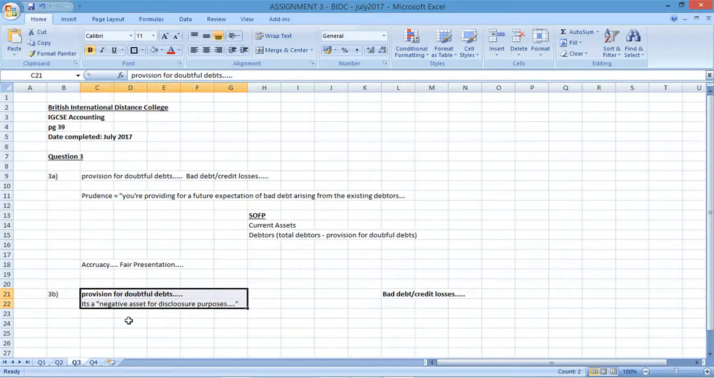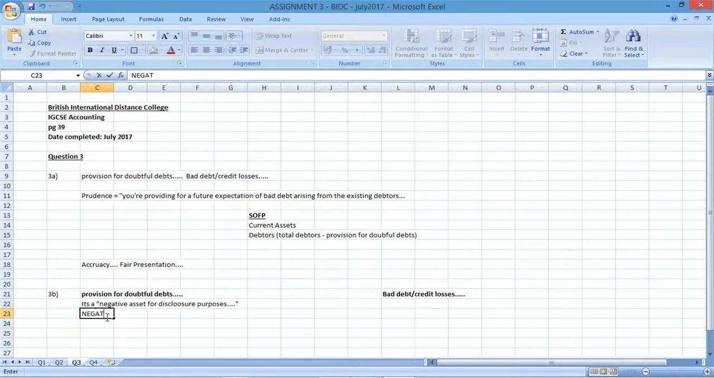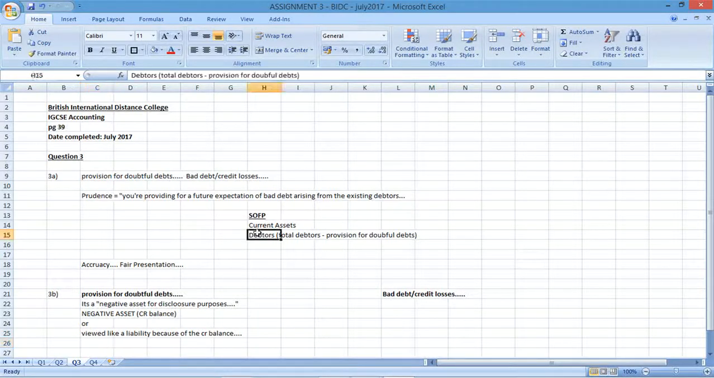So if we're talking about explaining what the difference is, a provision for doubtful debts would be a negative asset, it'll have a credit balance, or you could view it like a liability because of the credit balance. So it's the opposite of an asset. It's the opposite of debtors. You're providing for a provision.